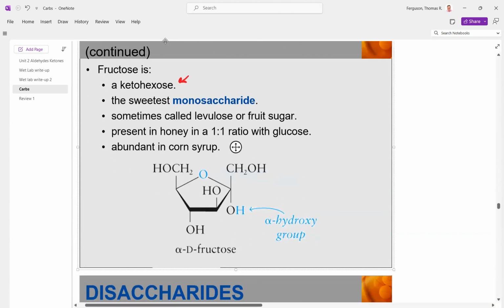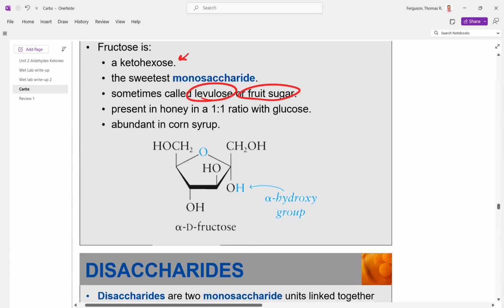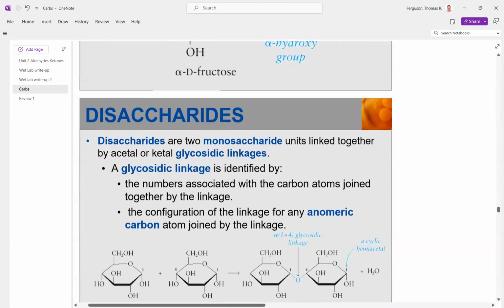I haven't seen levulose used very much in food labeling. Fruit sugar, everyone thinks because it comes from fruit, it's healthy for you. No, the reason why fruit is healthy for you is because of the fiber in fruit, along with a ton of other vitamins, where fructose by itself is just plain old sweet. Okay, so those are the three monosaccharides you need to know.